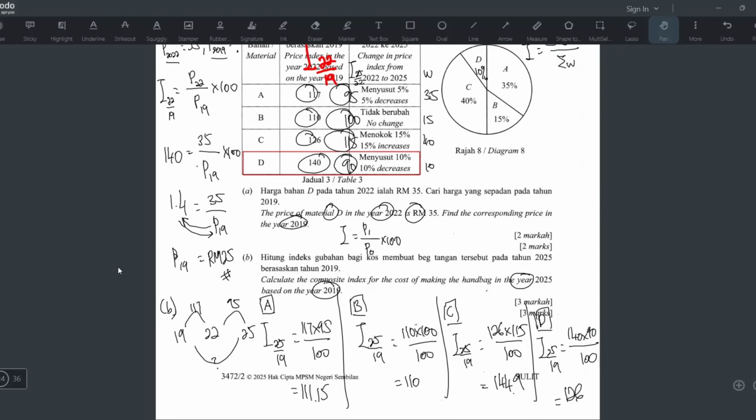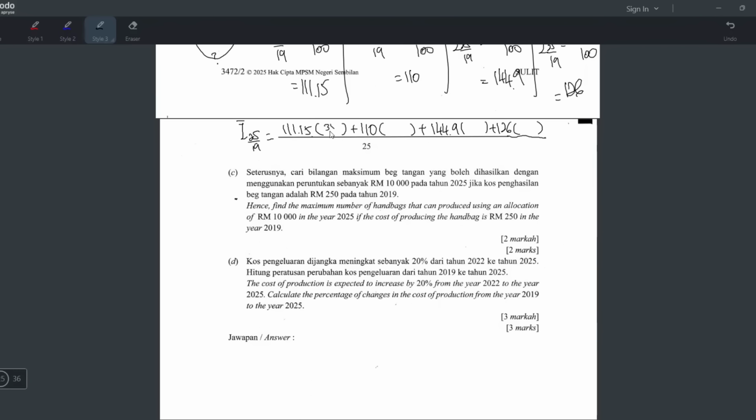35, 15, 40, 10. And then the total weightage is 100 because it's percent. Okay, so let me get the total on top. So if you press all the values on top, what will you get? You will get 12596.25. Then divide by 100, you get 125.9625.